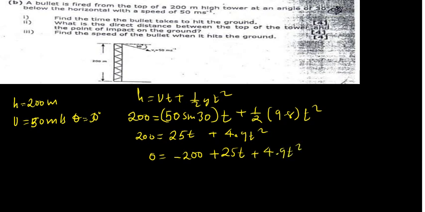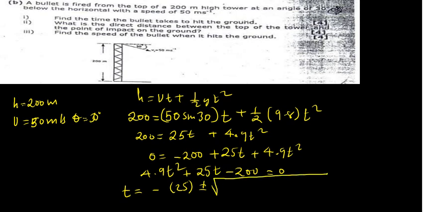I can rearrange this. First I write the 4.9 t squared. Remember, the 4.9 is positive. Then I write the 25t, which is also positive, but the 200 is negative, and that will be equal to 0. Now from here we use the quadratic formula, so t is equal to negative b, where b is positive 25, plus or minus the square root of b squared, 25 squared, minus 4a, where a is 4.9, and c is negative 200, all divided by 2a.